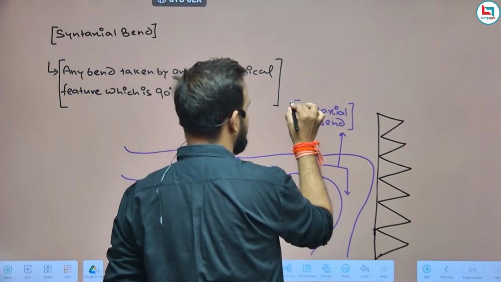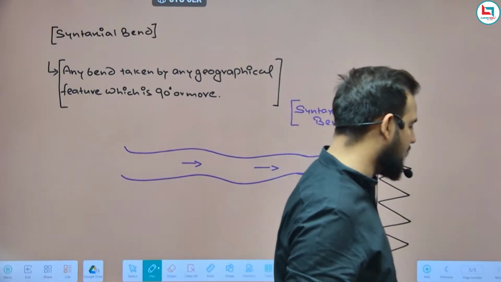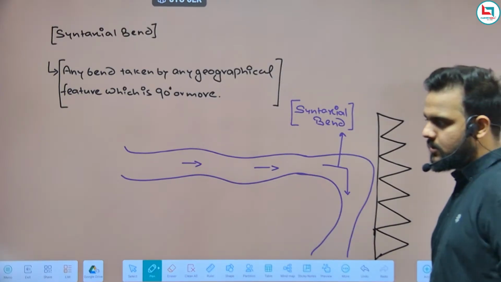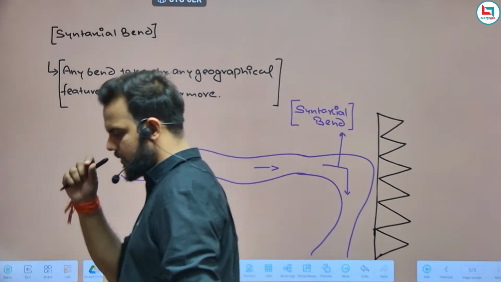Guys, a syntaxial bend could be taken by the river, or by the mountain ranges. Any geographical feature could take the syntaxial bend. Okay, so these are the things that we people should know.